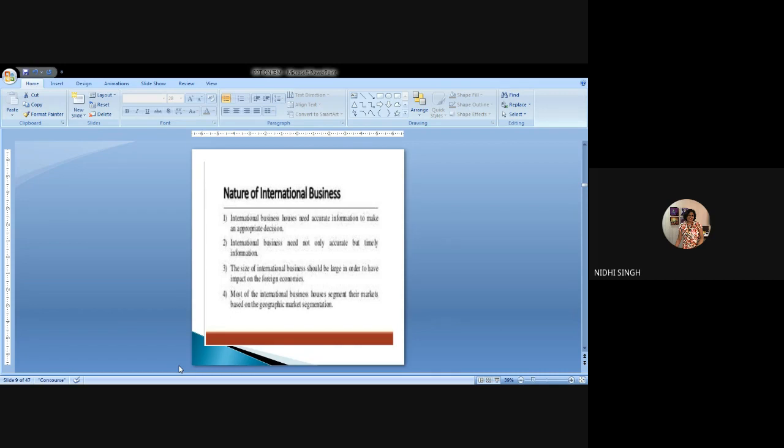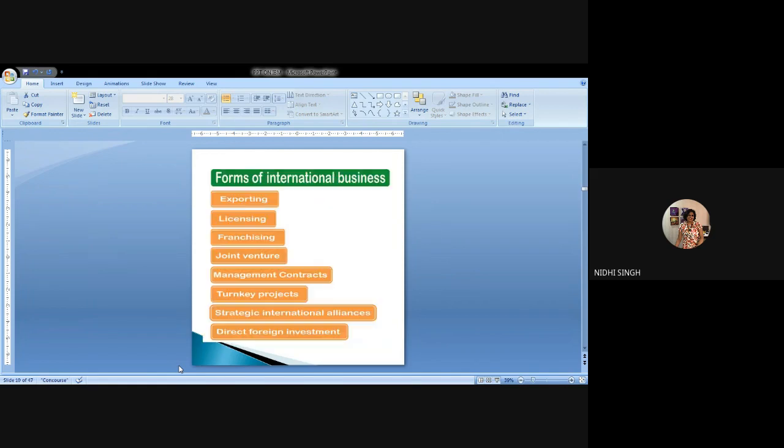If we want to see impact in foreign economies, it should be large, we have to reach many countries. And most of the international business houses segment their market, geographical segmentation, segmenting, targeting and positioning on many geographical segmentation and other factors, you must have all studied. Okay, so these are the segments on which segments are made in international business.